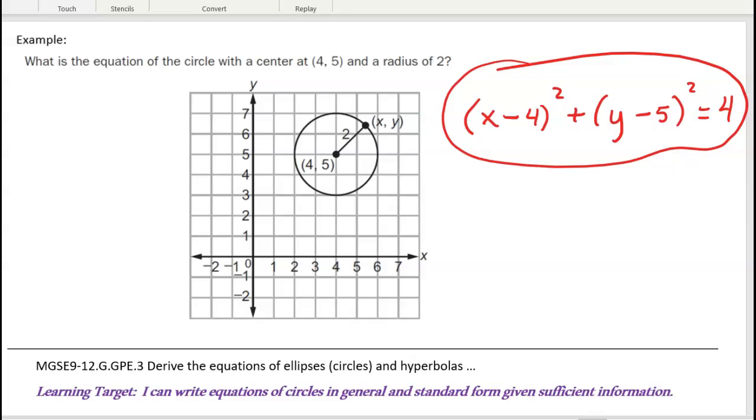So if I'm given an equation, I have to think backwards. The square root of 4 is 2. So sometimes the radius is not a rational number. So if this 4 were 10, the radius would be the square root of 10. Similarly, another thing you have to be careful of: in the equation, when you see minus, that means the coordinate is positive. If you saw x plus 4, that would mean the x coordinate of your center is negative. Similarly for k. Okay, so the equation negates h, negates k, squares r.